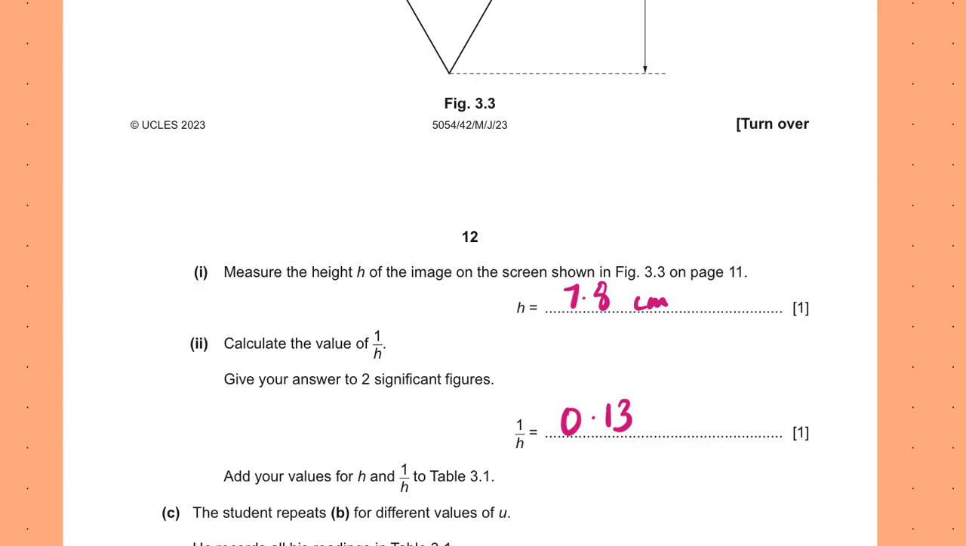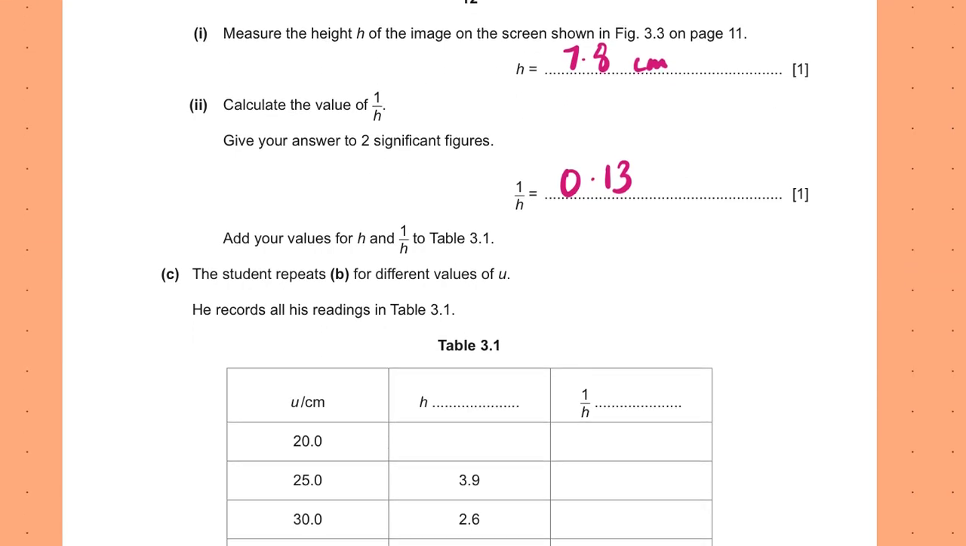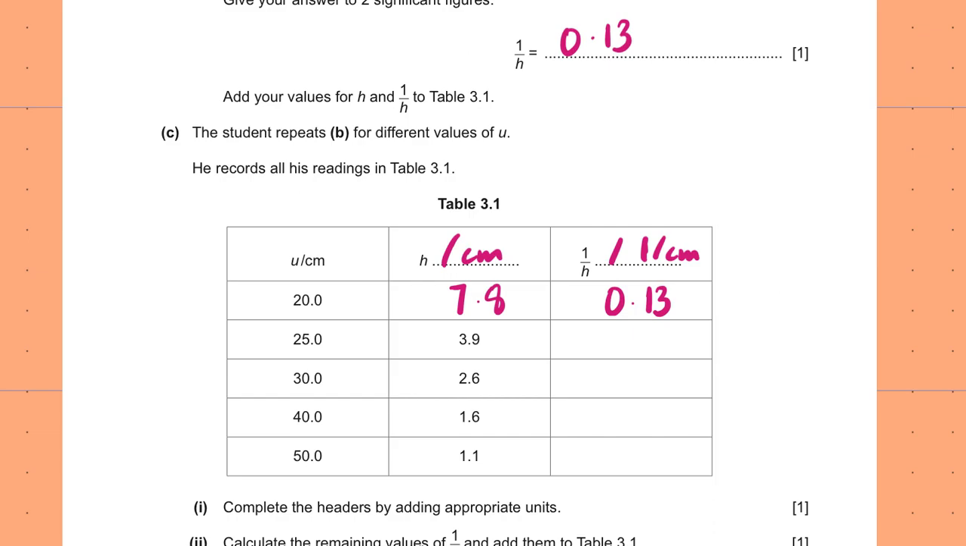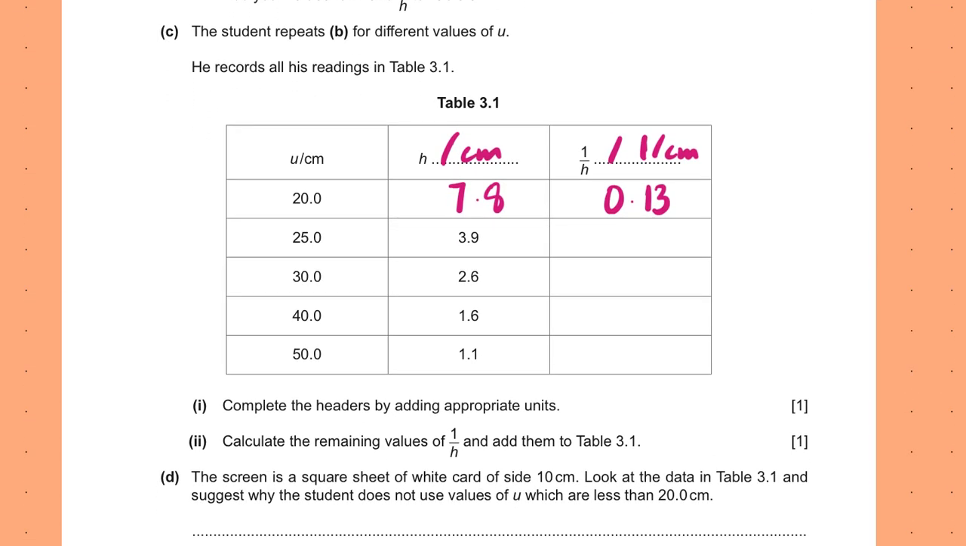Add your values for h and 1 over h in the table. So 1 over h, and I also need to complete the column heading, so this should be 1 over centimeters, right? And h is just in centimeters. So h was 7.8 and the corresponding 1 over h is 0.13. Student repeats B for all different values of u. He records all his readings in 3.1. So we've completed the headers.